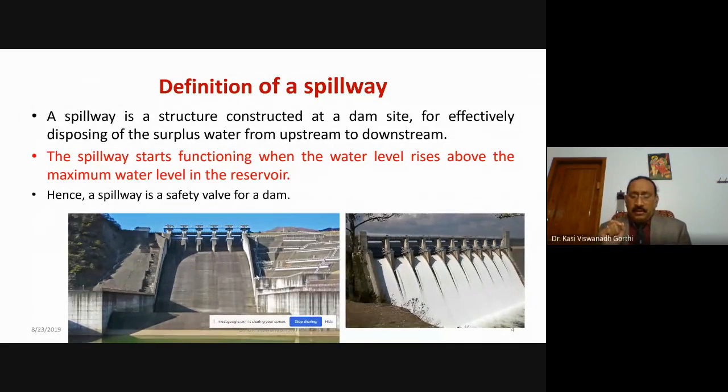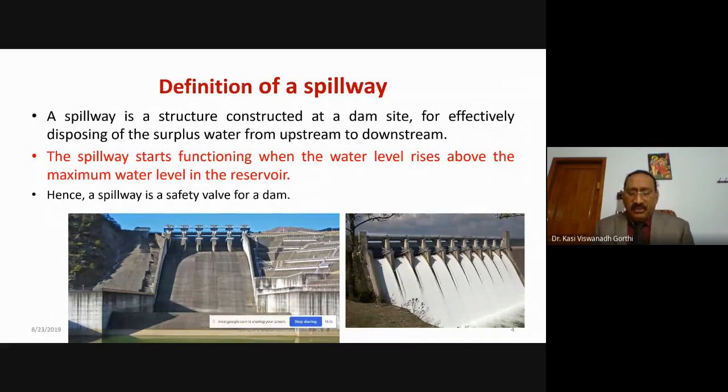So to have good safety for the entire reservoir and the dam and the corresponding downstream portions, a spillway is one of the requirements for any dam project. What is this spillway? Let us start from the simple definition of a spillway: a structure constructed at a dam site for effectively disposing the surplus water from upstream to the downstream portion.